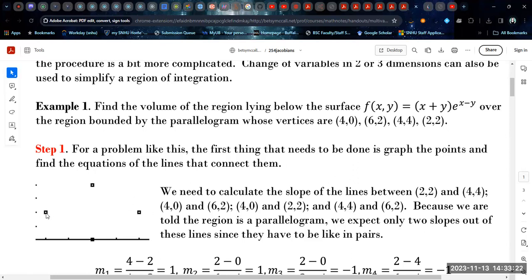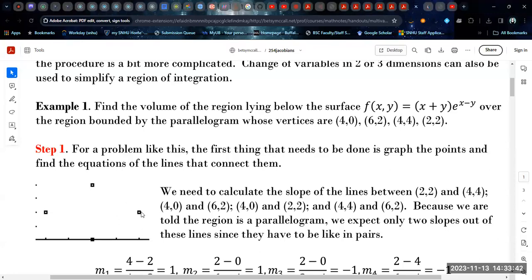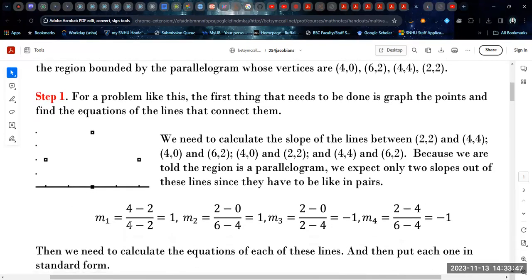So here we're going to calculate between 2, 2 and 4, 4, which will be the same as between 4, 0 and 6, 2. And then we're also going to calculate between 4, 0 and 2, 2, and then also between 6, 2 and 4, 4. Again, not across the diagonal, on the boundaries. So we calculate our first set of slopes here. We get 1 for both this set and this set. And for the second two sets, we get -1 and -1 in this case.